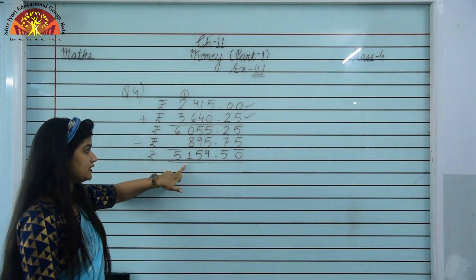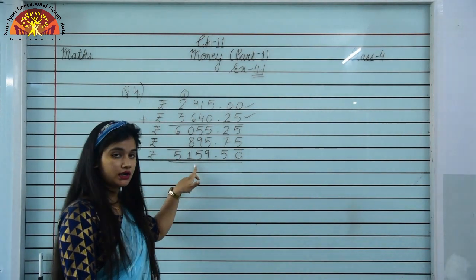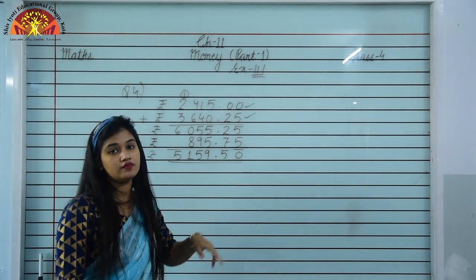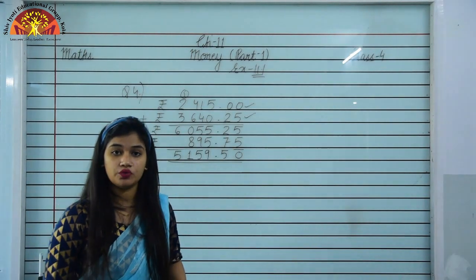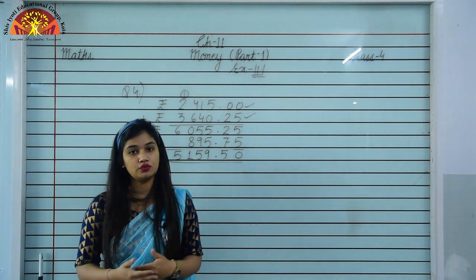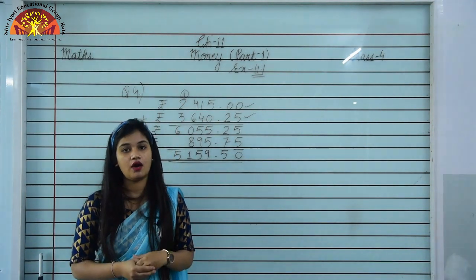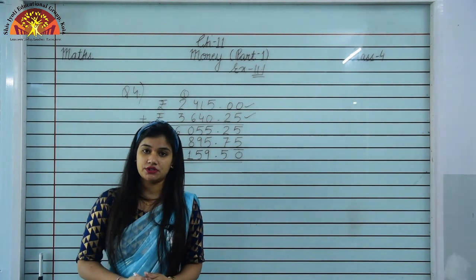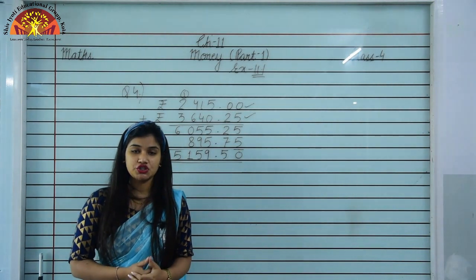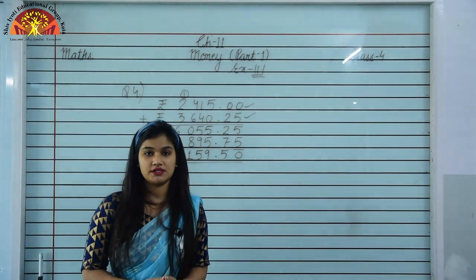And here we can see the answer is rupees 5159.50. So students, today we have seen how we can convert rupees to paisa and paisa to rupees, and how we can add and how we can subtract. In the next video, in the next part of this chapter, we will see multiplication, division and word problems. Thank you.